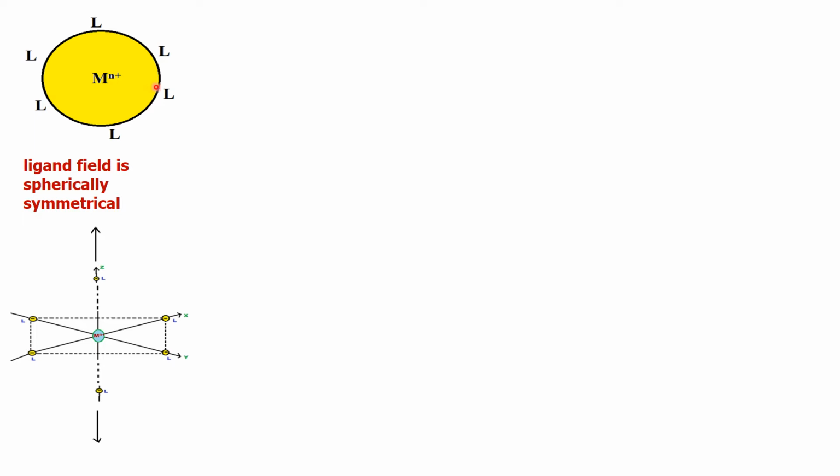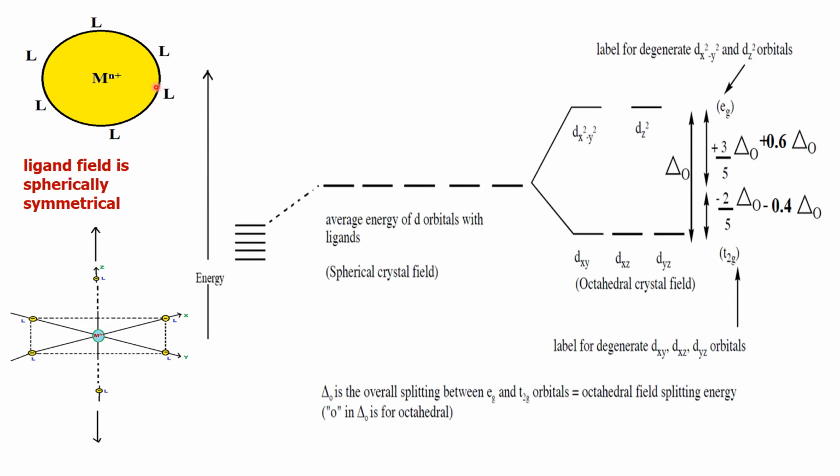But this is only a hypothetical situation. It is also known as the barycenter. Once again, for a free metal ion, all the d orbitals are in a degenerate state, but their energy is lower. Now we are considering a case in which all the ligands approach the central metal ion at an equal distance. So these ligands approach the metal ion equally.